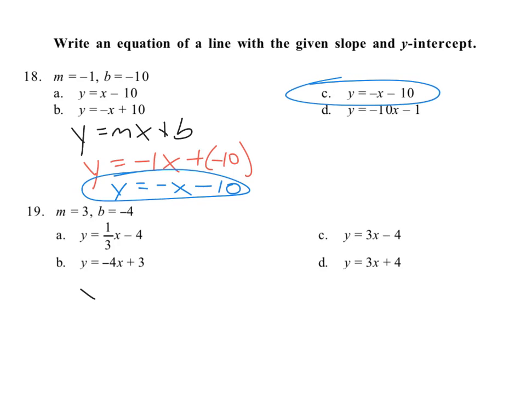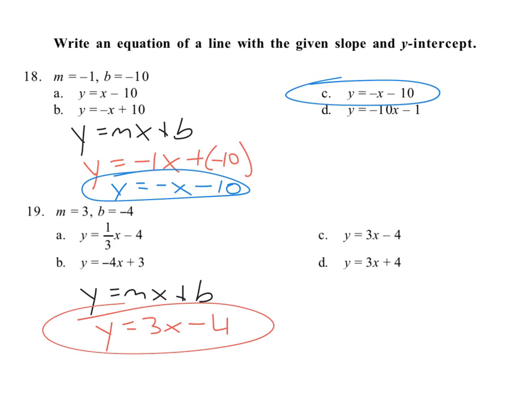Same thing for 19. You've got y equals mx plus b. You're replacing m with what they gave you and b with what they gave you. So they say m is 3. So you say y equals 3x and b is -4, minus 4. Y equals 3x minus 4. That's C. Those are your answers.